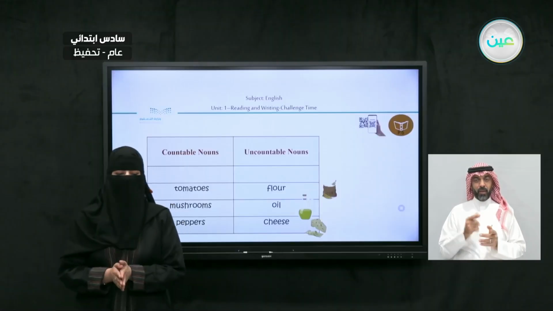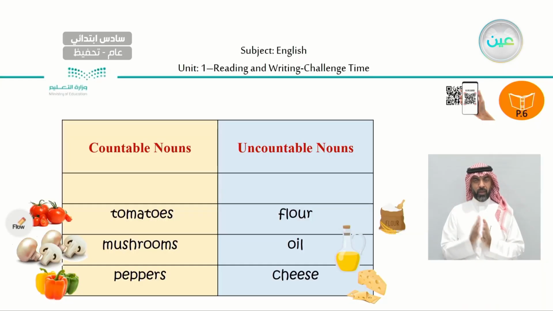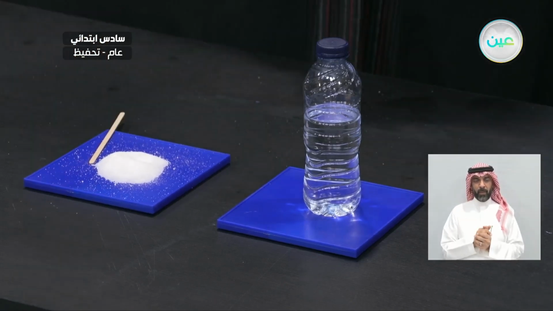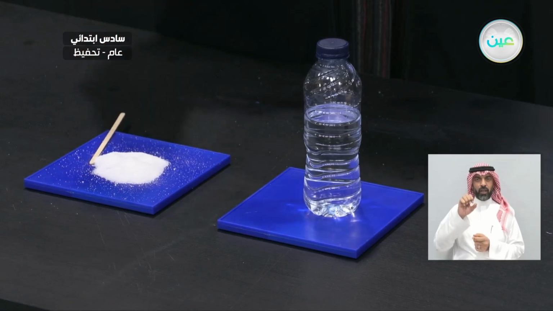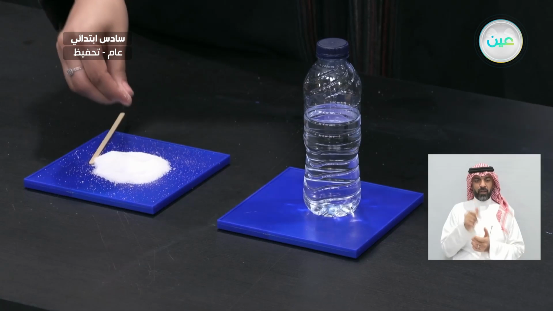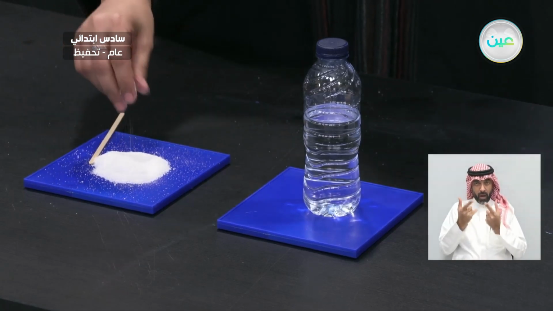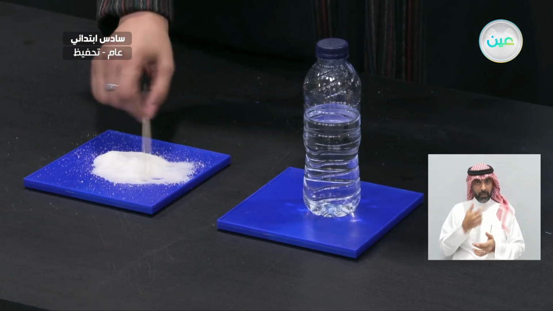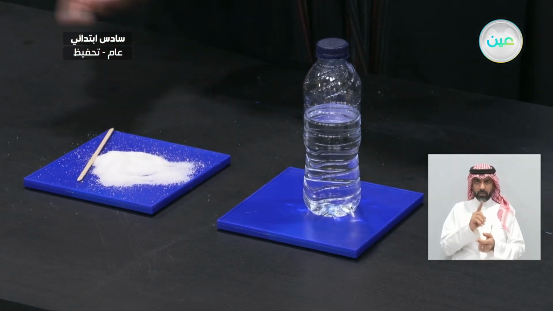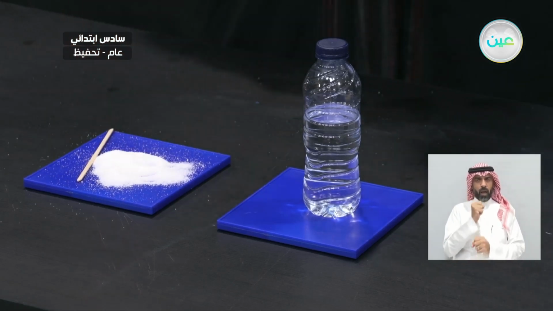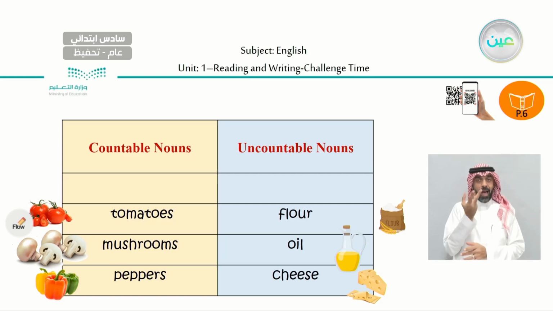Before we start, my student, I want you to look here. We have something here. Okay? I want you to look at this. Okay? This is sugar. It's sugar, okay? Look at the sugar. Can you count the sugar here? Can you count? 1, 2. Can you count? Is it easy to count the sugar? Is it easy? No, we can't. We can't count the sugar. So it's uncountable. We can't count it, okay?